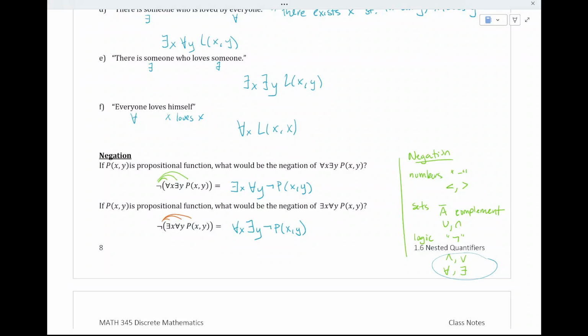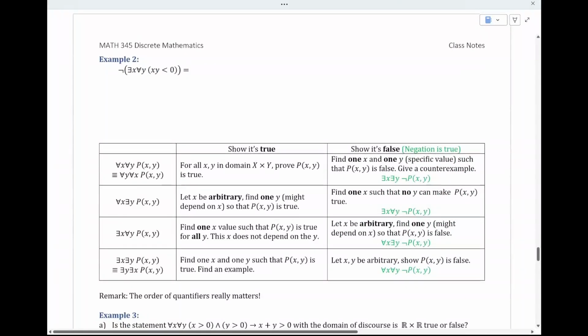All right, let's do a negation example. This is example 2. I'm going to distribute this negation. I'm going to have for all x, there exists a y such that not x times y is less than 0. And I can actually simplify this: for all x, there exists a y such that x times y is greater than or equal to 0. That's my new statement.